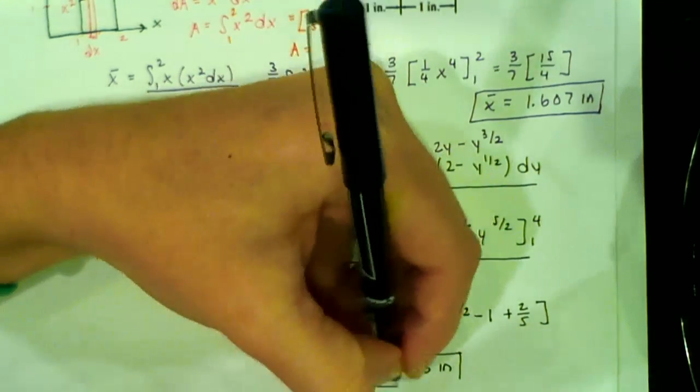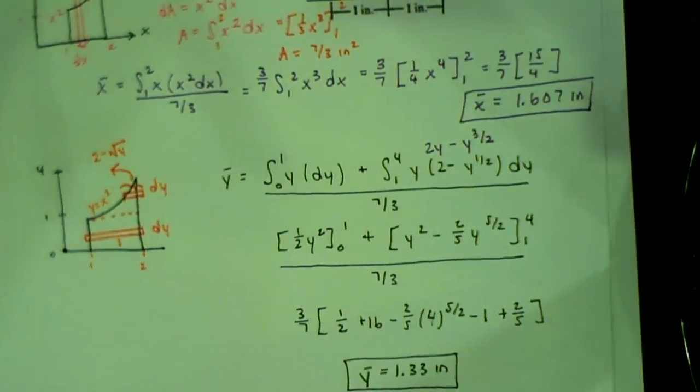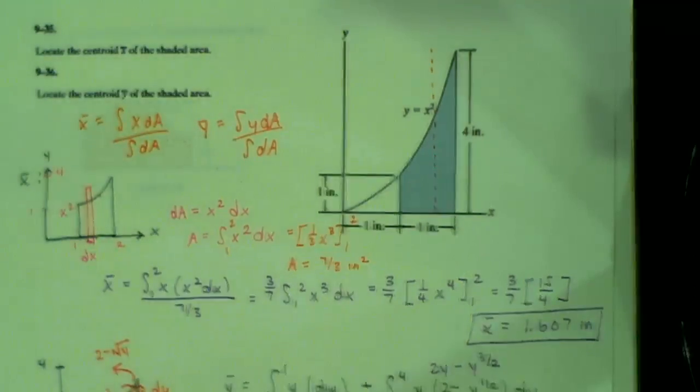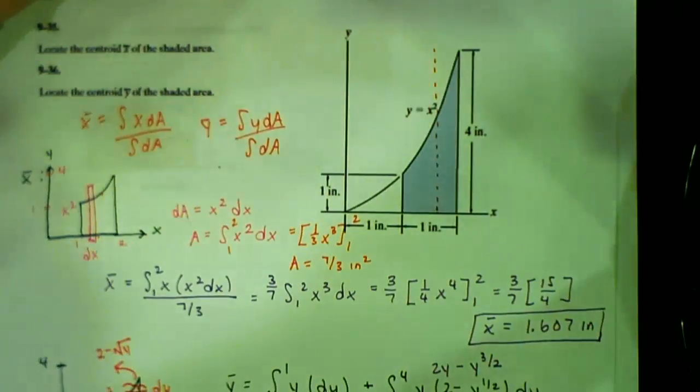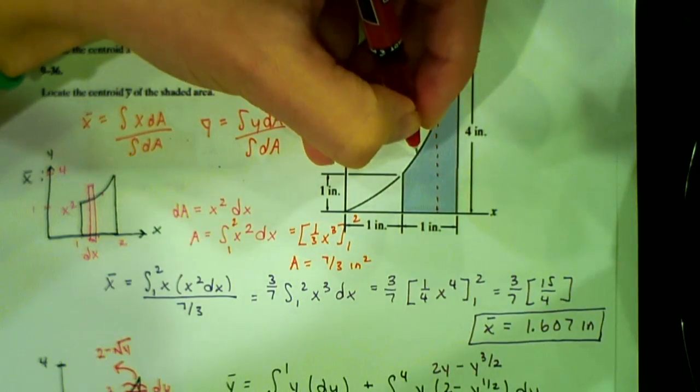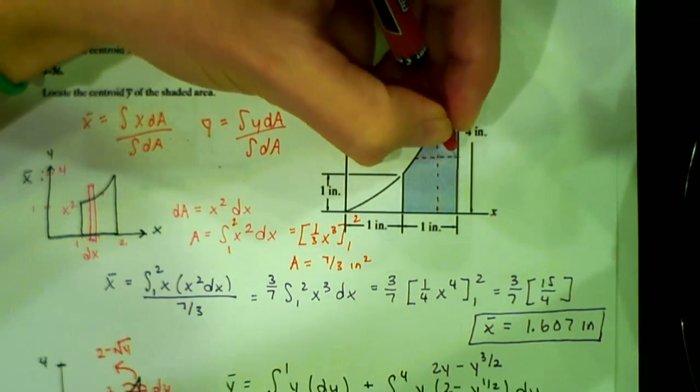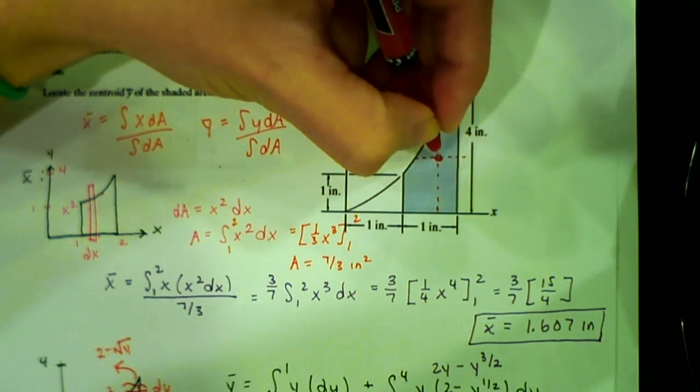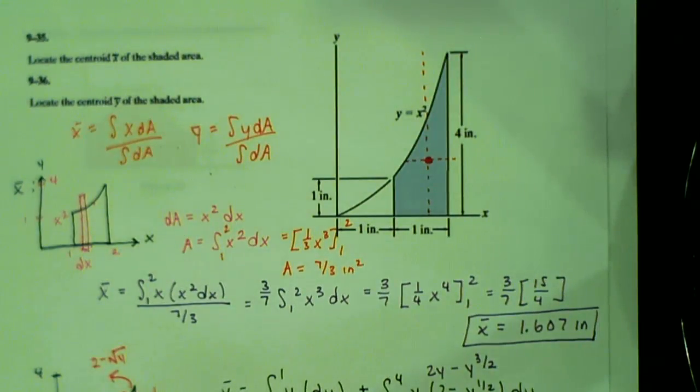inches. So coming back up to our diagram, 1.33 would put us approximately right there. So there's our centroid. Does that centroid make sense? Yeah.